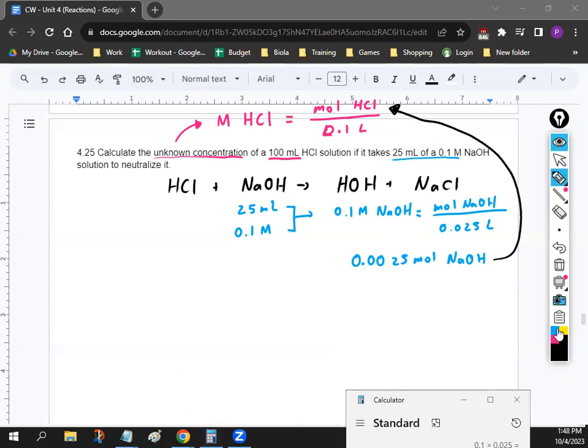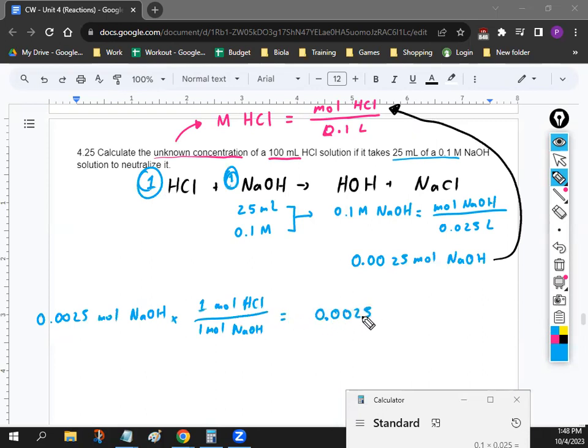Okay, so we're going to take 0.0025 moles of NaOH, and we want to turn it to moles of HCl. So we can set up a fraction if you want. 1 mole of NaOH is equal to 1 mole of HCl. So some of you might have seen it's just a 1-to-1 conversion, so you didn't need to set this up, because it'll be 0.0025 moles of HCl. Just divide it by 0.1, and then you get your molarity.